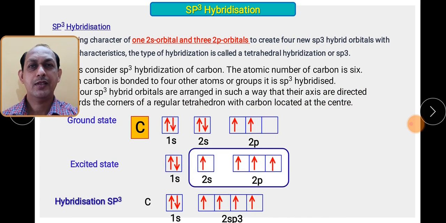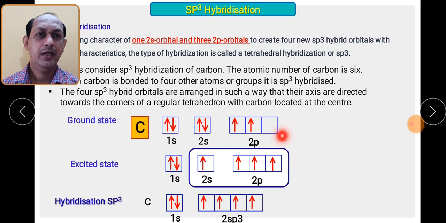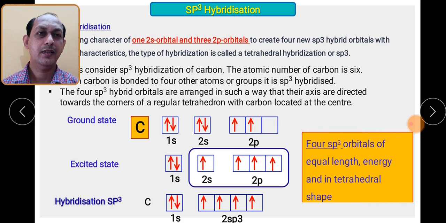So this we have already discussed. Ground state, this is the electronic distribution 1s2 2s2 2p2. In the excited state, one of the 2s electrons gets promoted to 2pz. So you can see here there are now four vacant orbitals having the same energy. Why the same energy? Because all the electrons are in the second shell, so they have equivalent energy. As they have equivalent energy they combine and form four new sp3 orbitals, and these sp3 orbitals have equal length, equal energy, and they are tetrahedral in shape. Already we have discussed this in the last slide.